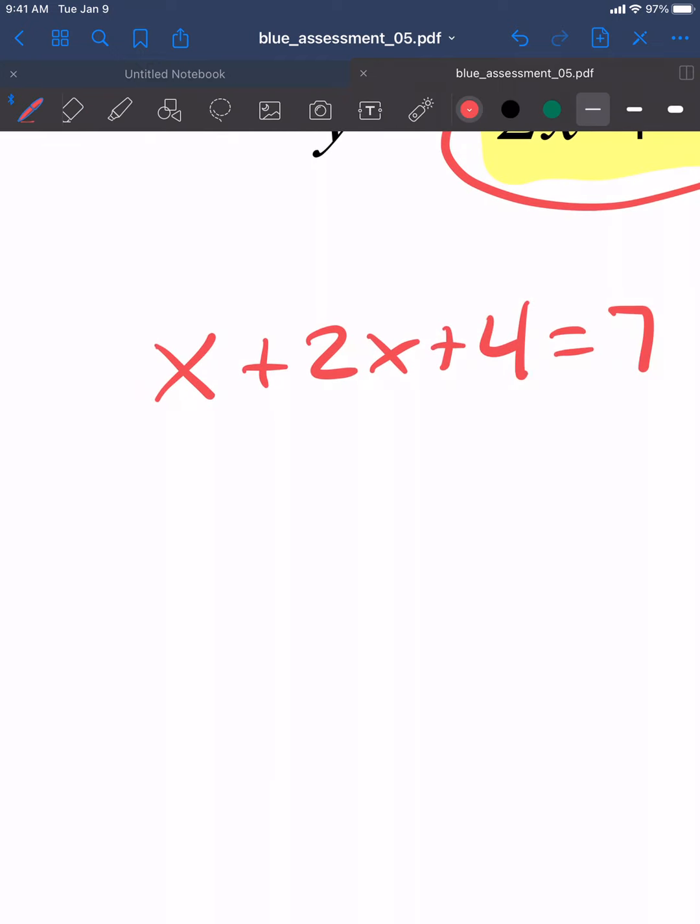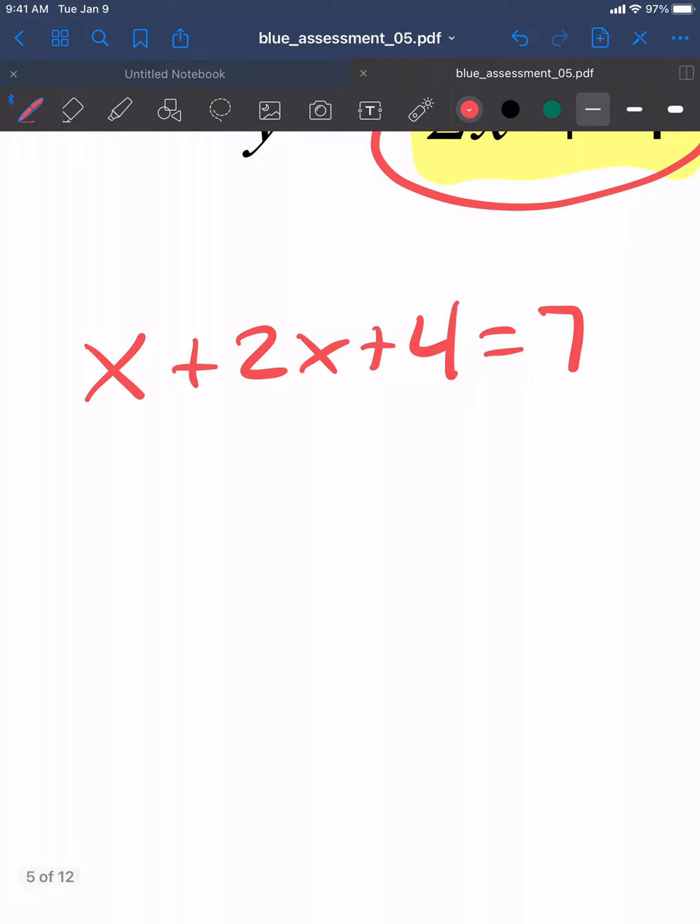Okay, so now what do I do? I've got this nice long equation. Variables! What do you want to do with them? Well, they're together, so you can just add them. Yes, they are the exact same term. So I can just say x plus 2x is 3x, 3x plus 4 equals 7.